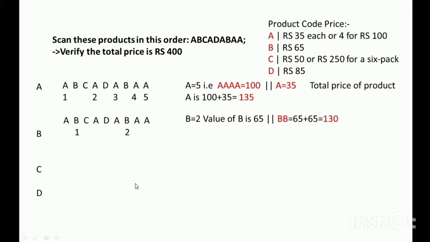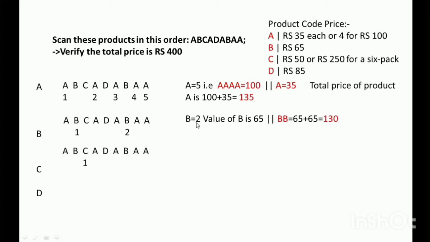There is no condition applied for B. For product code A, there is one condition: if you buy 1 apple or 2 or 3 then its price is 35 each, or if you buy 4 then its price is 100. For B there is no condition. For B and D, let's assume B is equal to 2 and the value of B is 65, and here are 2 B's, that's why 65 plus 65, its total value is 130.